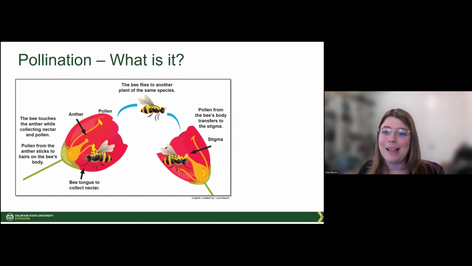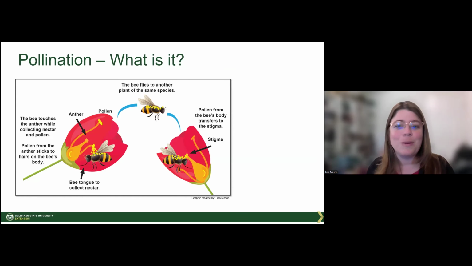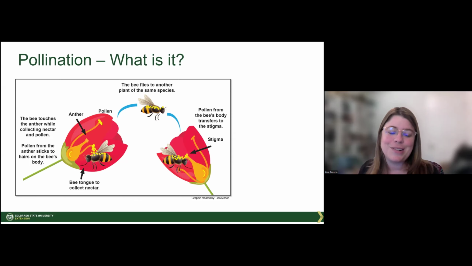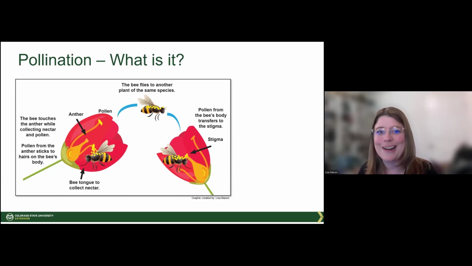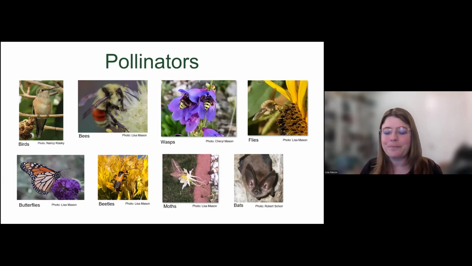If you're not sure what a pollinator is, in this graphic you're seeing a bee visit a flower for a pollen and nectar reward. In that process, the pollen grains stick to her body, and when she flies to the next flower, those pollen grains are deposited inside that flower, and that facilitates plant reproduction. This could be a whole other class in itself, but to give you an idea, that's what's going on with pollination.